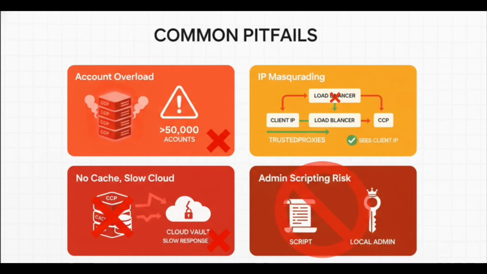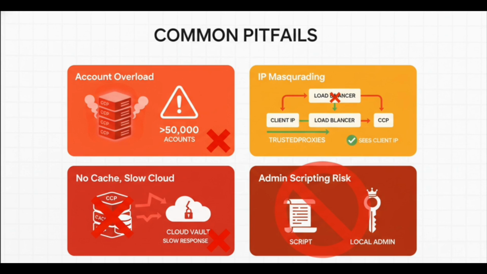And of course, now for the don'ts, the common traps you want to avoid. First, as we just said, don't authorize a CCP for more than 50,000 accounts. Second, if your load balancer is handling the SSL, don't forget to configure trusted proxies. If you miss this, the CCP won't know where the request is really coming from, and your IP authentication will break. Third, whatever you do, don't disable the cache. It's essential for both performance and availability. And finally, don't run the scripts or applications calling the CCP with admin rights.